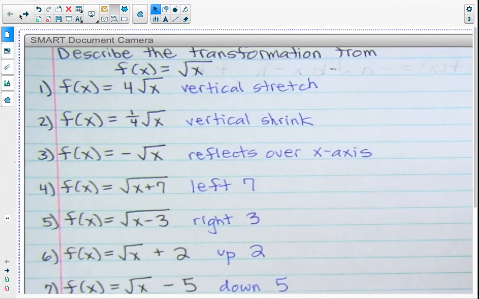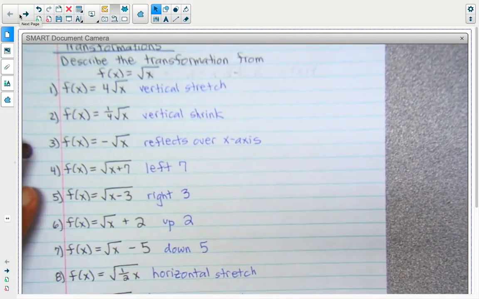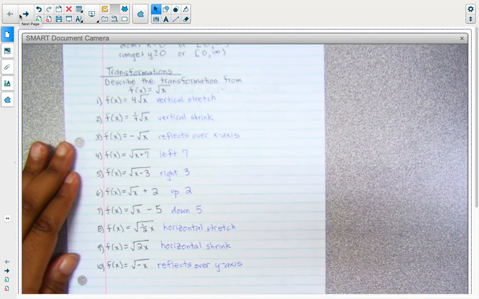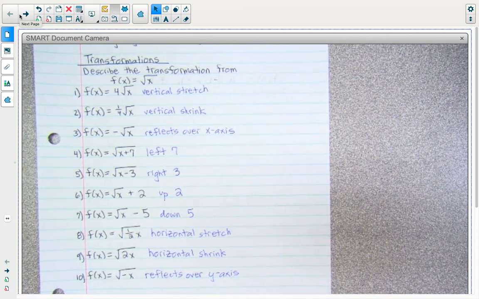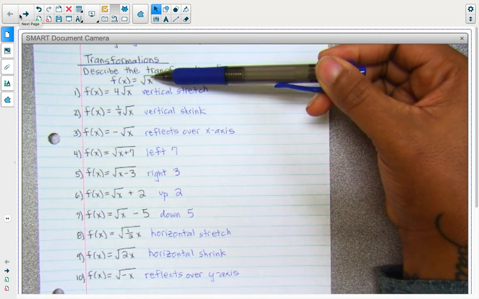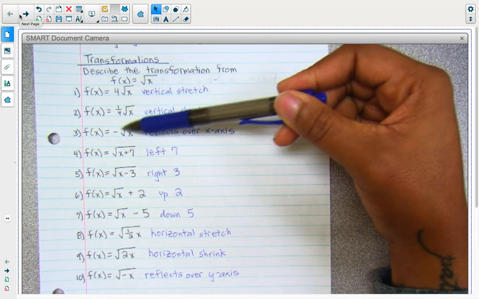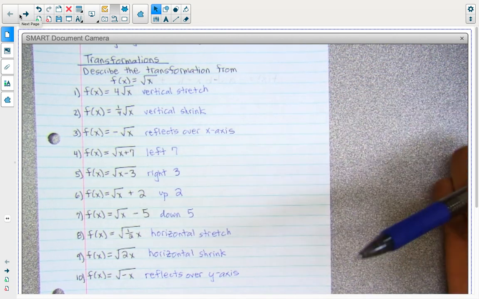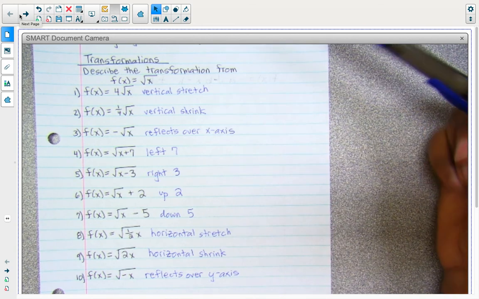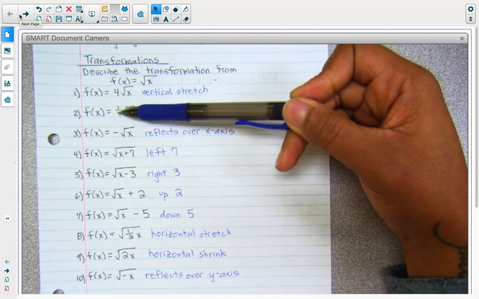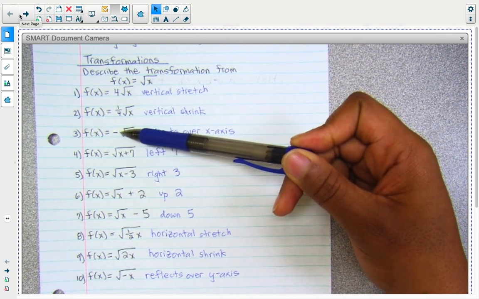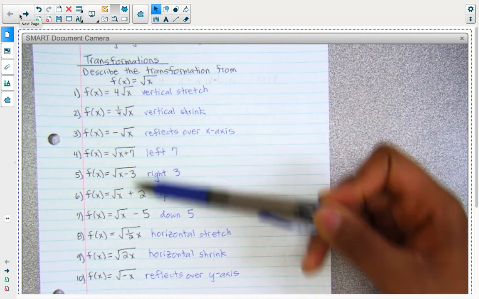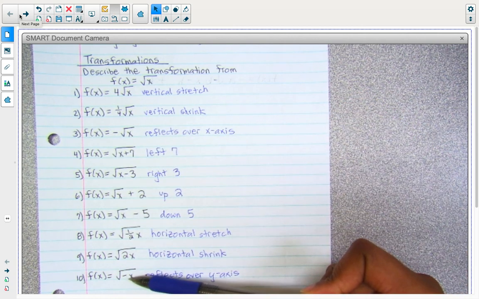I simply typed in the parent function into Desmos. There you have it for those of you that have been following along. So I typed in the parent function in Desmos, so f of x equals the square root of x. And now we can go through and see what the numbers mean and what kind of effect it has on the graph. So in summary, a number in the front is going to be a vertical stretch or shrink. If it's negative in the front, it flips over the x-axis. If it's negative inside the square root, like number 10, it flips over the y-axis.